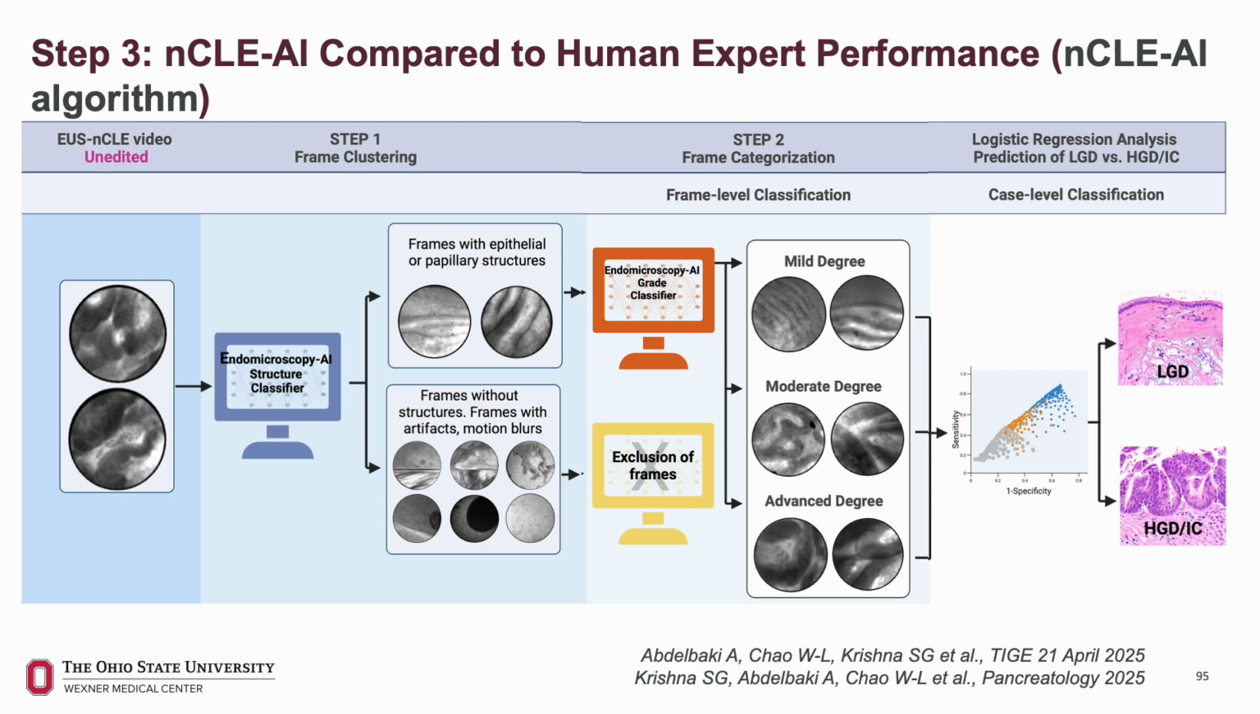Next, AI detects the frames with papillae while rejecting frames without meaningful structures. The next step is a frame level classification where each NCD frame is then classified as mild, moderate, or advanced degree of dysplasia. And for the last step, a logistic regression model combines the frame level data to give a case level dysplasia classification.